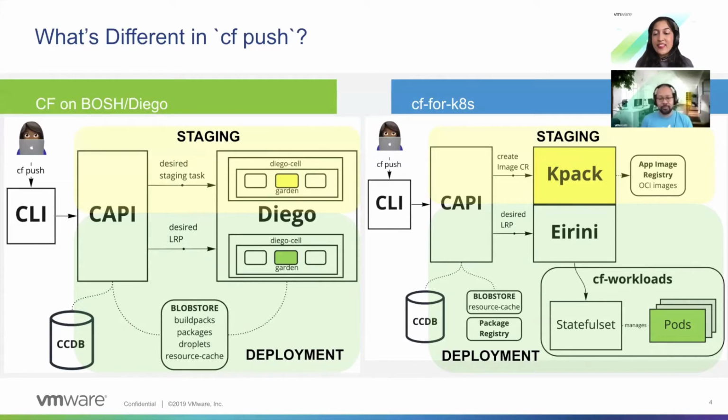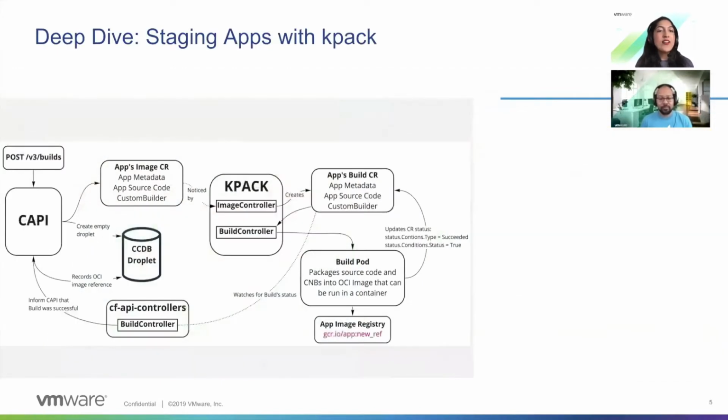And one thing that you might note is that the Blob Store from the CF on BOSH and Diego, which used to hold the build packs and the packages, droplets, and resource cache, are now replaced by a Blob Store that only has a resource cache as well as a package registry. We'll go over that in more detail as well in a following slide. So now let's deep dive into the staging workflow that we touched upon in the previous slide with KPAC.